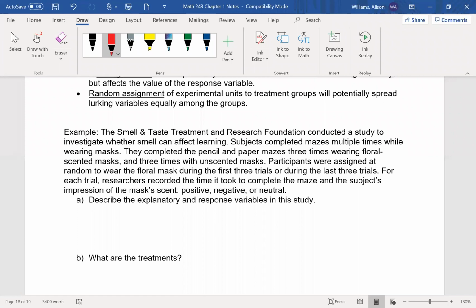For each trial, researchers recorded the time it took to complete the maze and the subject's impression of the mask's scent, whether it was positive, negative, or they were neutral. Okay, so what are the explanatory variables in this study and what are the response variables? So the explanatory is the scent. We're interested in whether or not the scent affected their learning. So the explanatory is the scent.